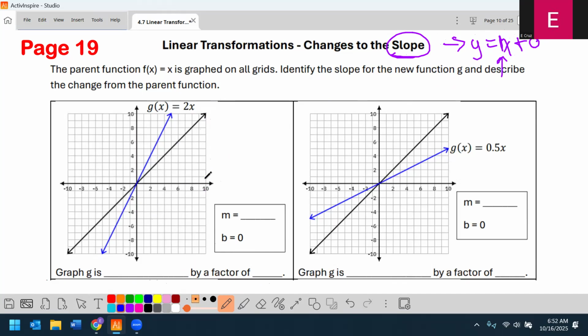Okay, so now you can see both lines have the y-intercept at 0. That's not changing. B is going to stay 0 in all these graphs. We're changing the slope. So the slope, the number with x, is 2. So if you notice, the graph, the blue line, is what we call steeper than the black line, than the parent function. The graph G is steeper by a factor of 2. Okay, so steeper is just like more inclined.